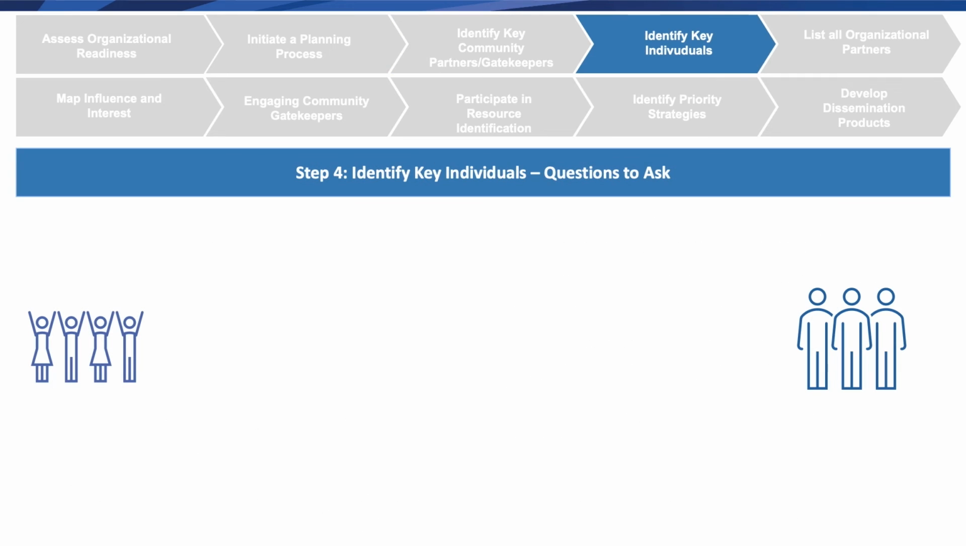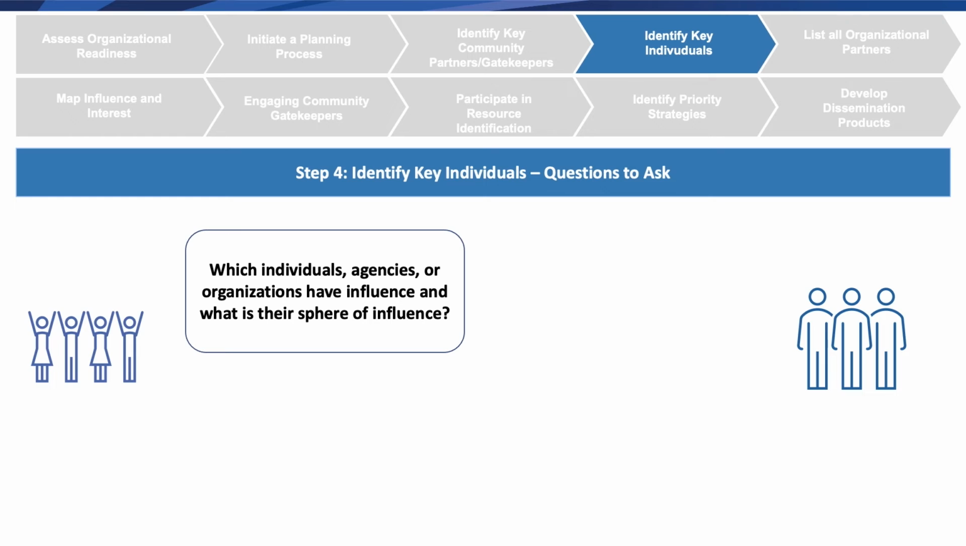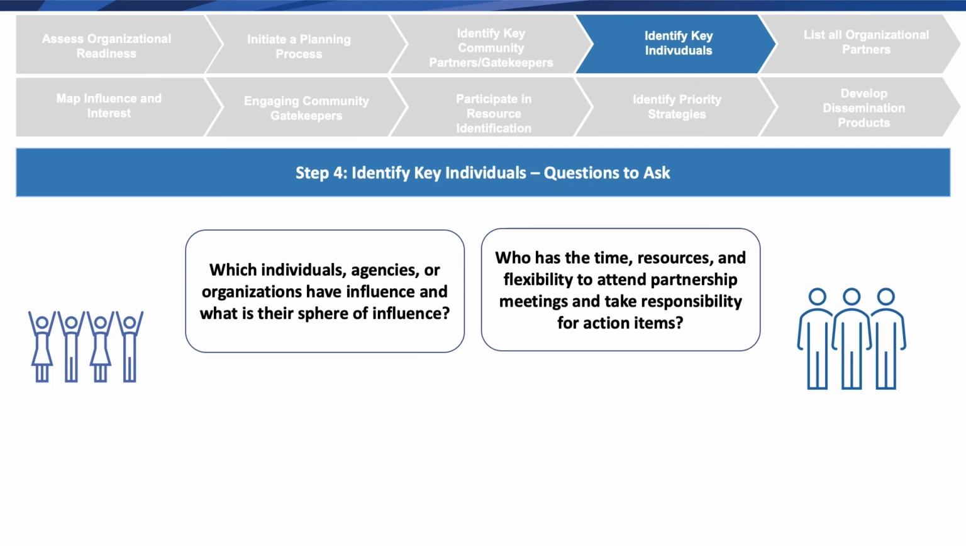Here are some questions to ask to refine and understand your growing list of community partners. Which individuals, agencies, or organizations have influence? And what is their sphere of influence, right? So their influence might be they are the property owners association in a community. So they have influence over how property is maintained. And it would be very important to include them in thinking about how you're going to make the housing in the community lead safe.